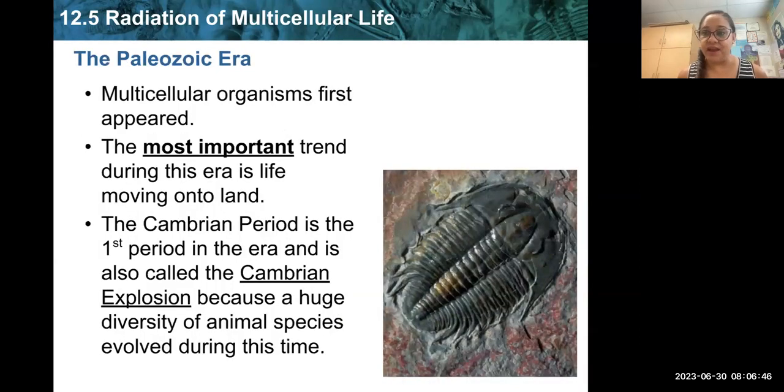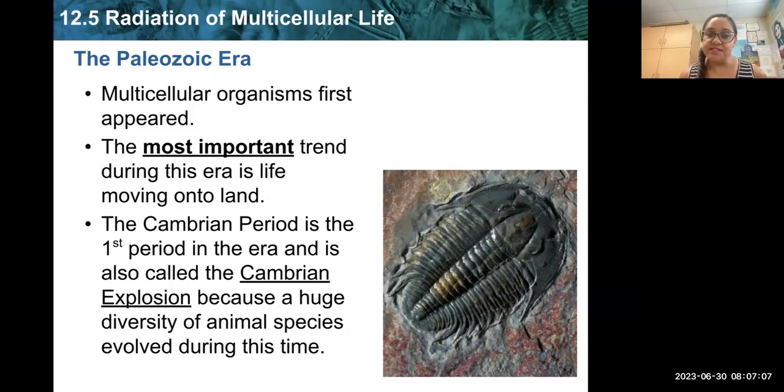The Paleozoic era would be the next era in geologic time. This is when multicellular organisms first appeared. The most important trend during this era is life moved onto land. Everything lived in the sea, in water before the Paleozoic era, during the pre-Cambrian era.